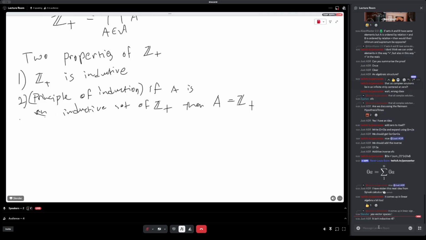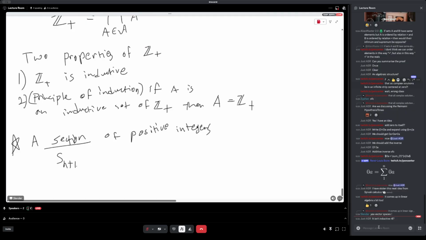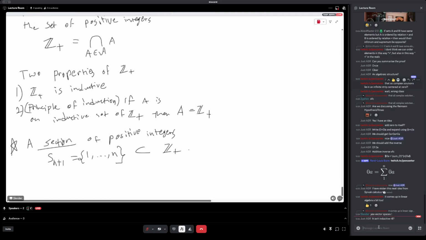And then we have another definition. This is what you call a section of positive integers. It is the set of all elements that are less than, say, n plus 1. So this just goes from 1 to n. This is a subset of the positive integers, and it is called a section.